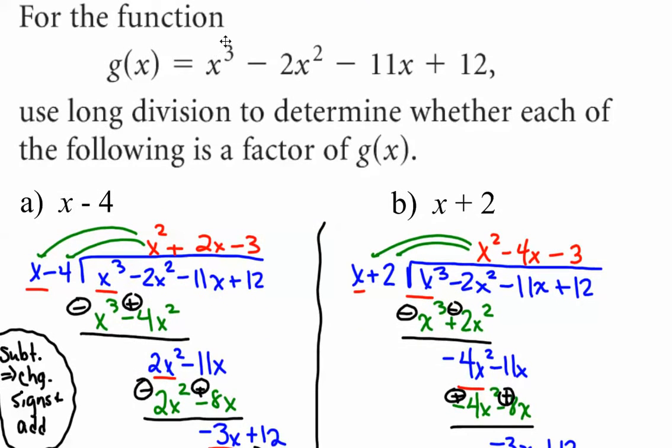If we have the function g of x equals x cubed minus 2x squared minus 11x plus 12, I'm going to use long division to determine if these two things are factors. That is, do they divide evenly without a remainder?